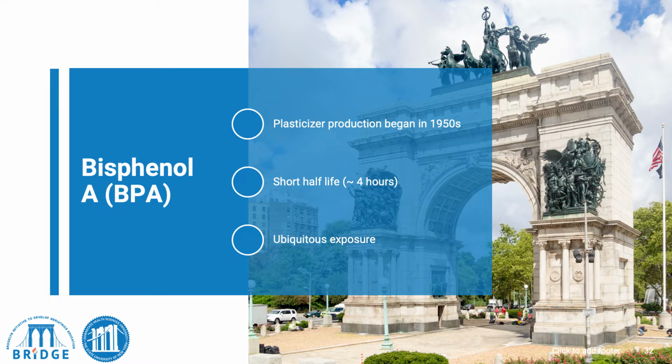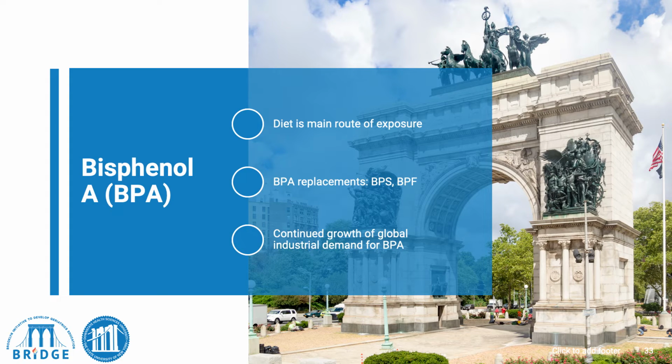We're exposed to it every day, all day, from a variety of products and sources. Diet is considered the main route of exposure for BPA because of food contact, in our plastic serving utensils and serviceware and linings and cans and other food containers. There's also some replacements that have come onto the market. There's BPS and BPF. However, they're even less studied than BPA, and they're very similar in structure to BPA. And there's a continued growth of global demand for plastic, which will include BPA.